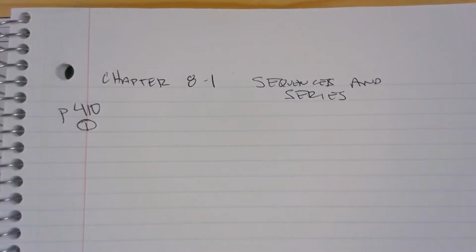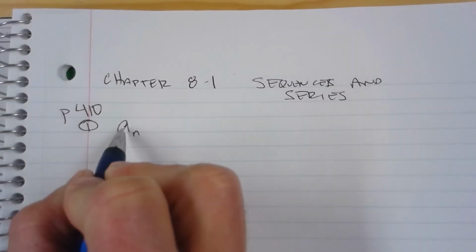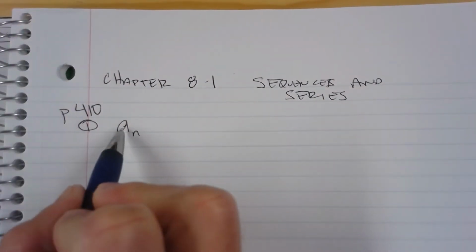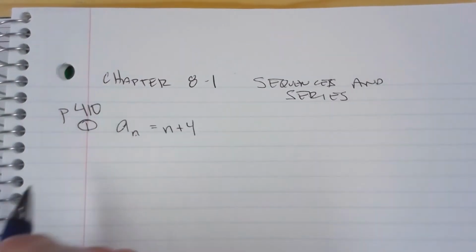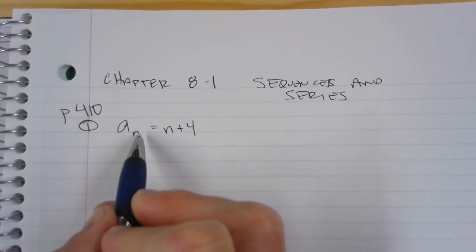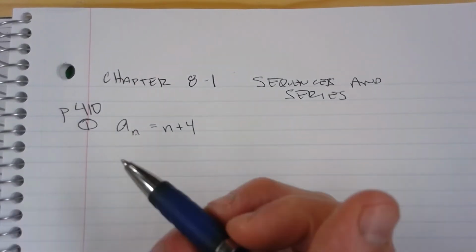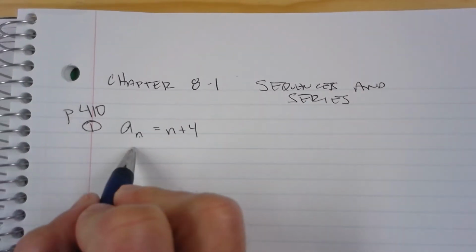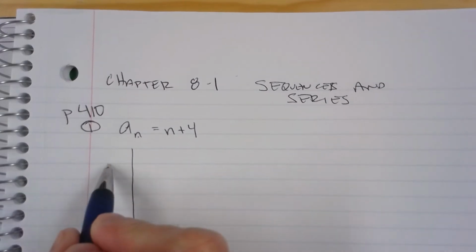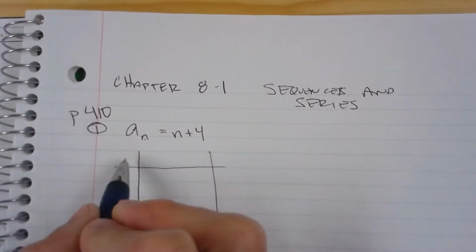Alright, so for number 1, the directions say write the first 6 terms of the sequence, and they give us new notation. This is a sub n, say it now, a sub n equals n plus 4. So this little n tells us what term we're on. Alright, and if we want to write the first 6 terms in the sequence, a nice organized way to do it is to make a TT chart. So it's not just a T-chart, it is a TT chart.